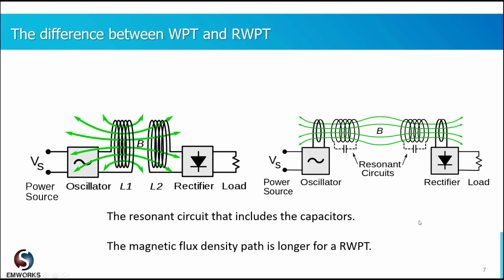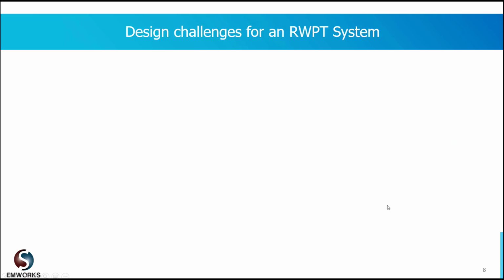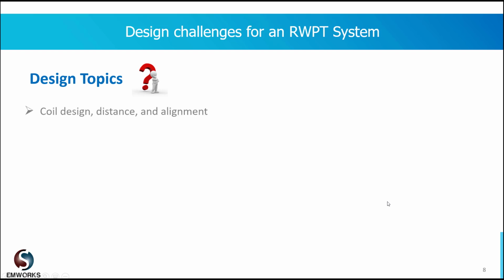As you can see in this figure, the resonant wireless power transfer has an additional resonant circuit that includes capacitors. The magnetic flux path is longer for a resonant wireless power transfer. Nonetheless, a resonant wireless power transfer has design challenges, including coil design, distance, alignment, and their effects on the efficiency.